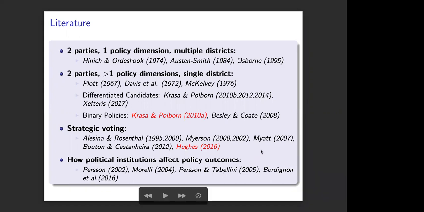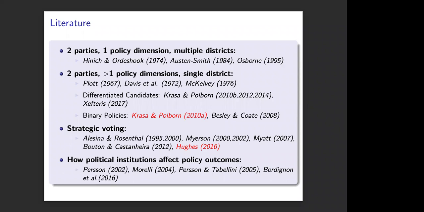And so what's interesting there, I've put the Krasa and Polborn in red because essentially what they do, it's a great paper, is what I'm doing today for a legislative election. They did it for a single district election and they came out with lots of kind of bad welfare results, let's say, right? Telling us why single districts in this setup are not good. And so mine kind of serves as a counter to that and a comparison.